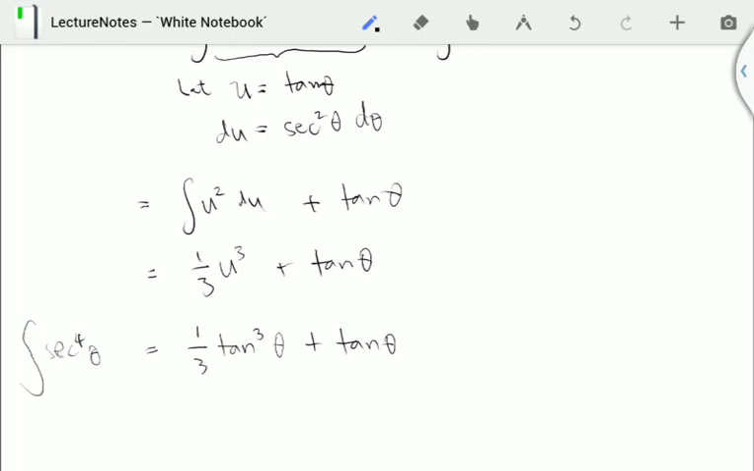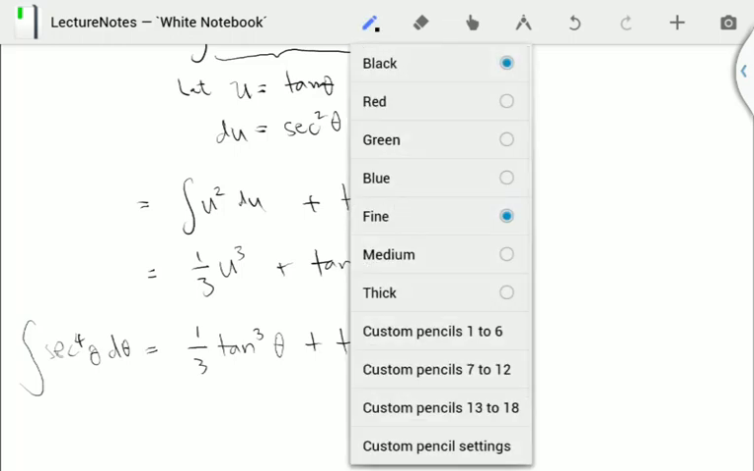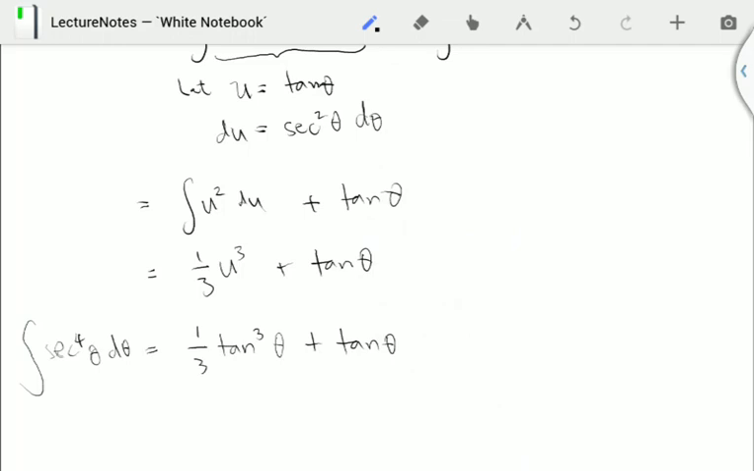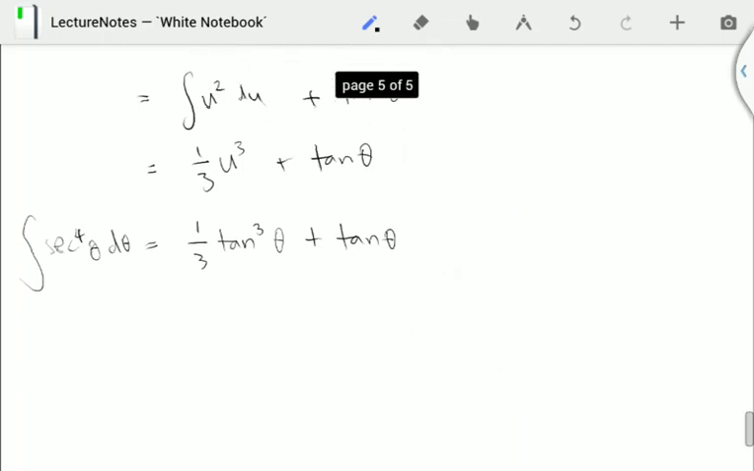Let me increase the thickness of my pen. Let me make it medium so that it doesn't write very well if the thickness is small.